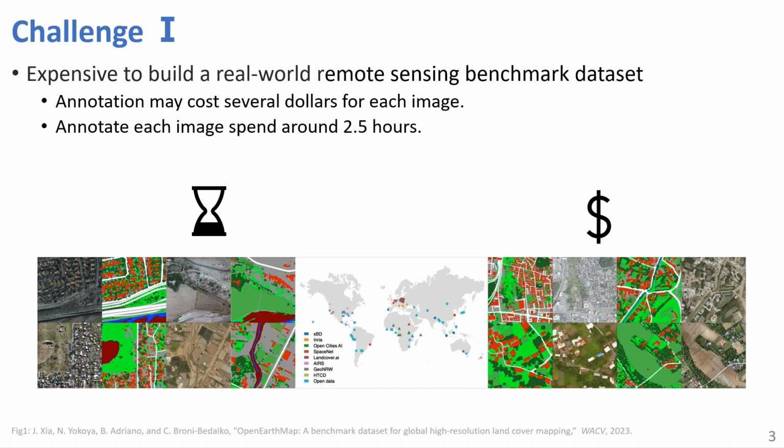First, creating a high-resolution dataset that accurately represents the real world is extremely costly. For instance, for a high-resolution land cover mapping dataset, the annotation cost per image can be several dollars, even reaching over $10 sometimes. Additionally, annotating each image requires more than 2 hours of a professional's time.